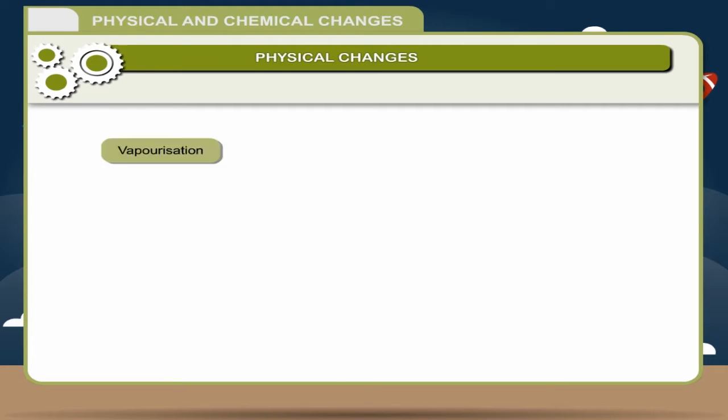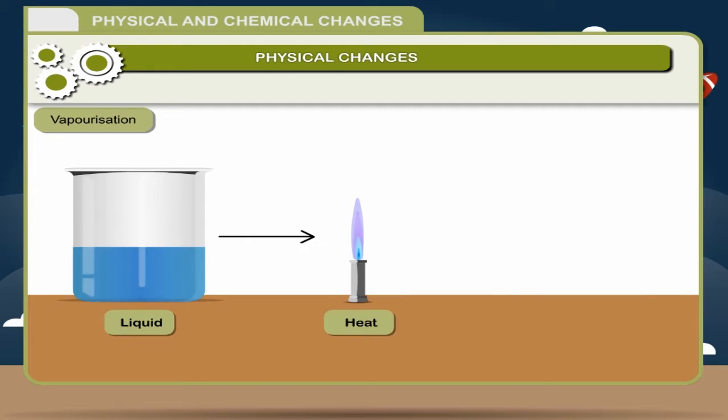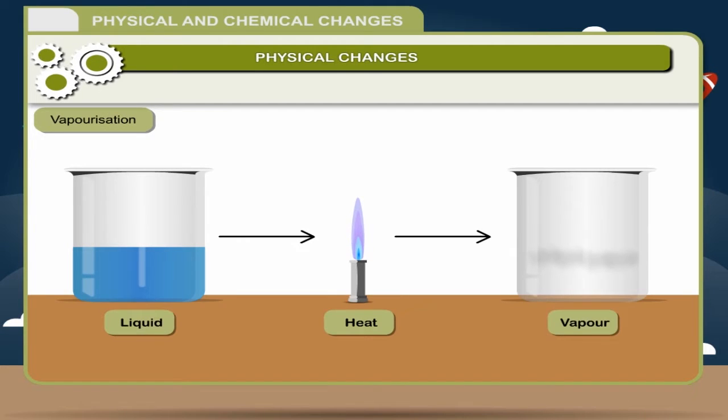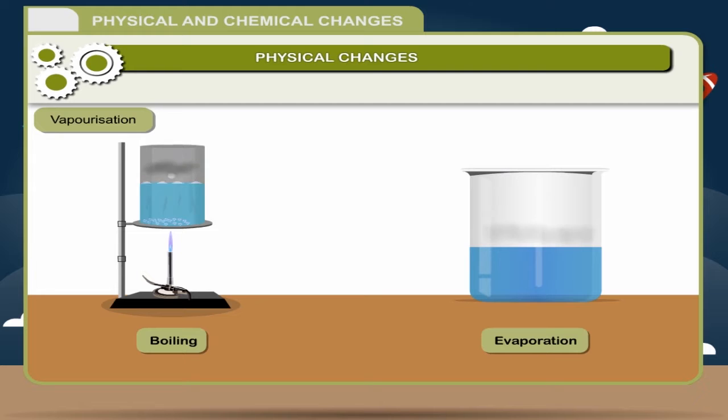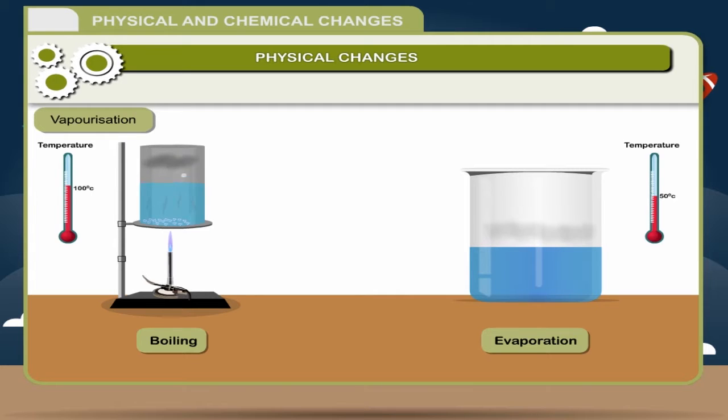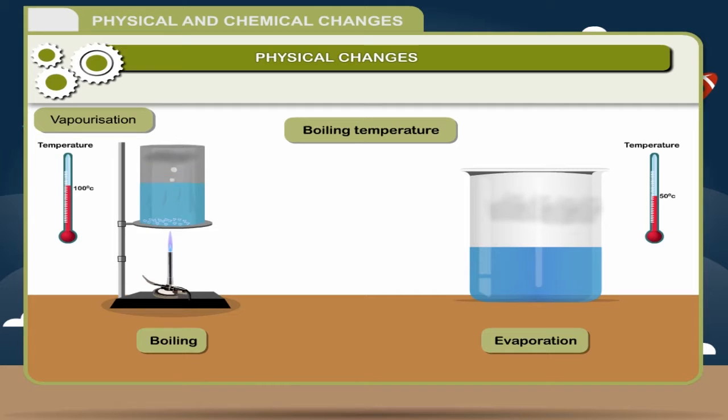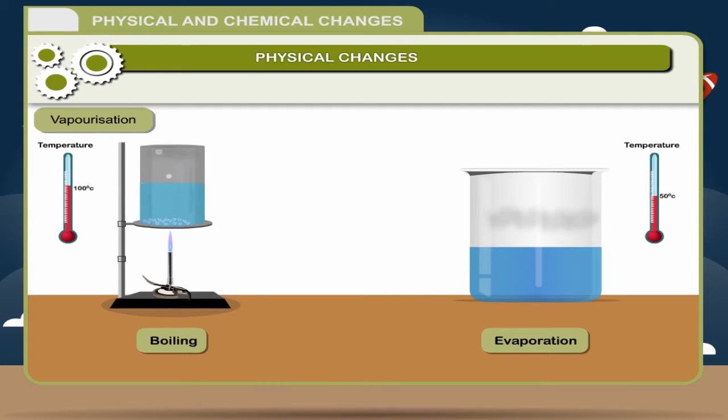Vaporization. Vaporization is the process of conversion of a liquid into gaseous form. It occurs in two manners: boiling and evaporation. In boiling, vaporization takes place by heating at a constant temperature, called boiling temperature, while in evaporation, vaporization occurs below boiling point through continuous heating.